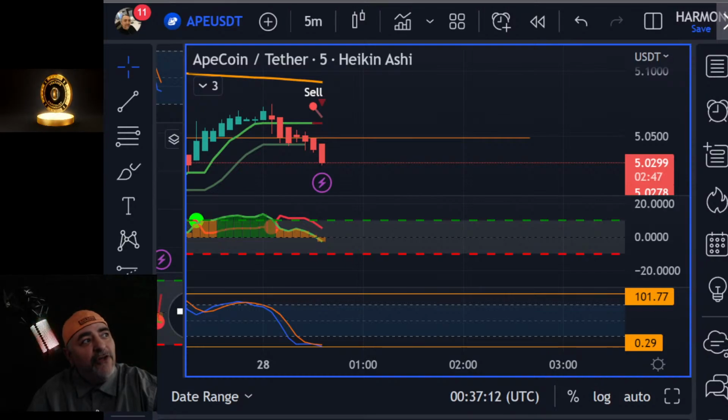Called this out on the Discord. I told you, when the 5 minute trend goes red, you have a short, right?